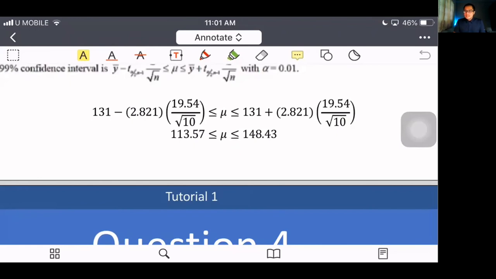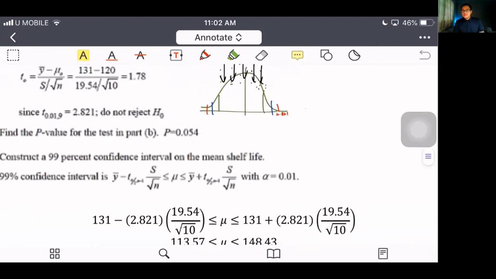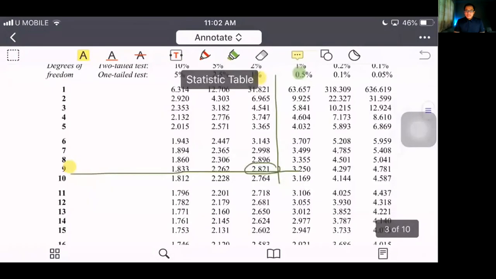The next one, I might skip a few, but I would like to discuss alpha. So how did you obtain the p-value again? The p-value 0.054 is from a calculator. But from the chart it is just in between. So you take it from 1% and 0.5%, in between these two numbers.